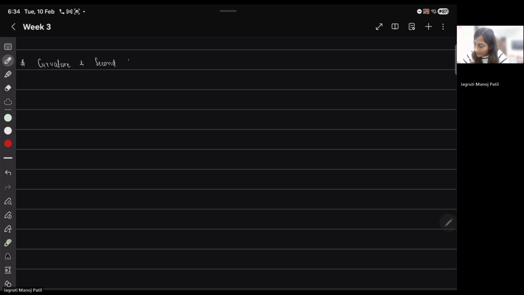So we have curvature and second derivative. I won't write many things. I'll just show you through graphs only. Right. So let's say we have this one particular curve.